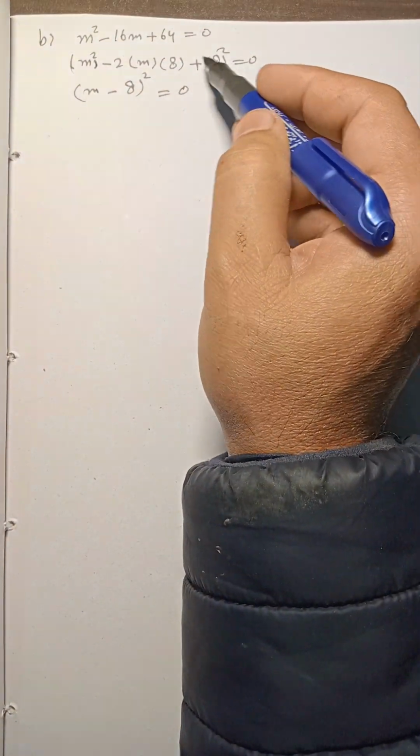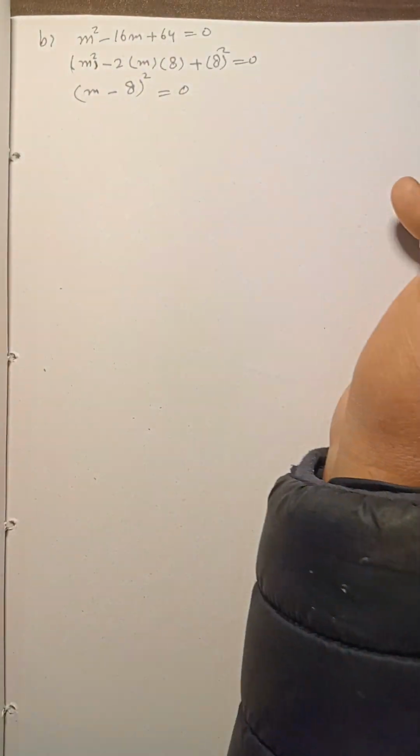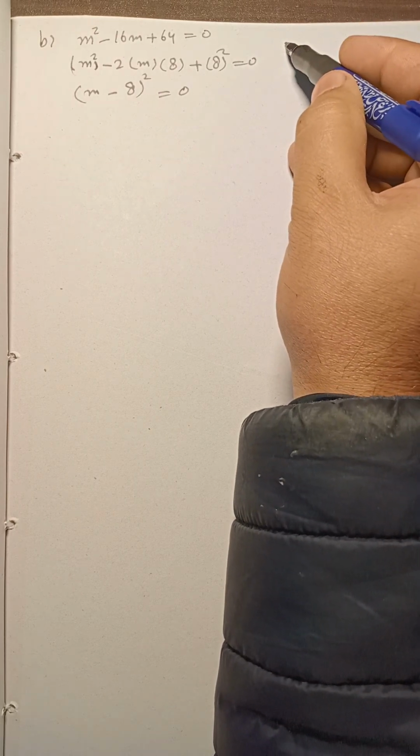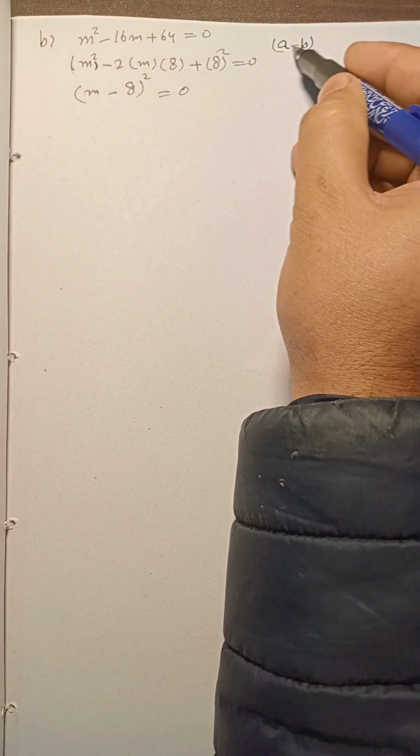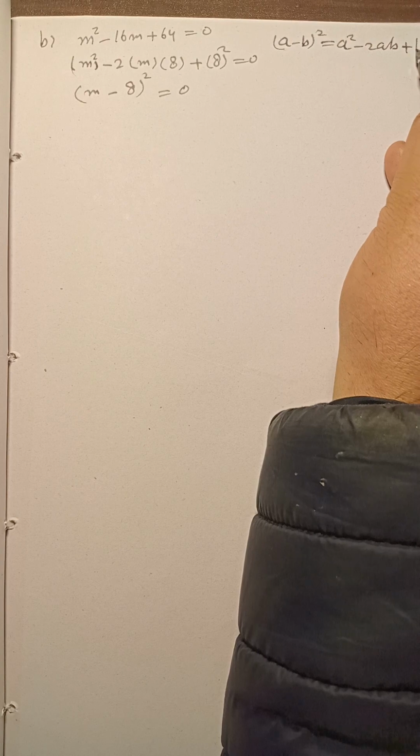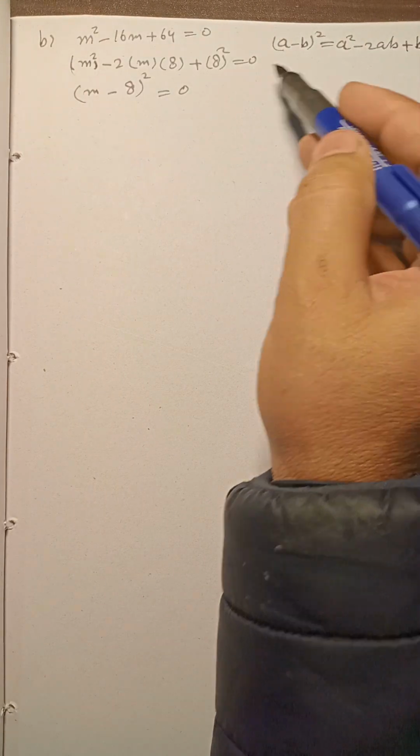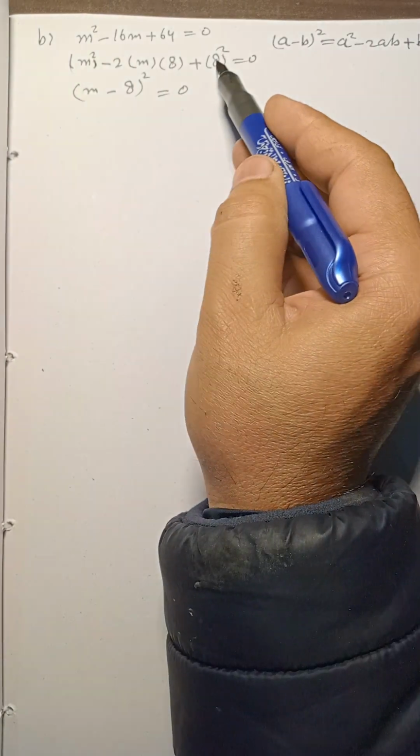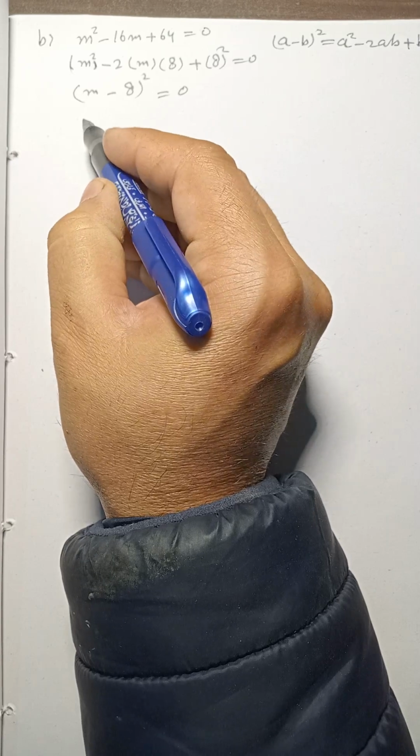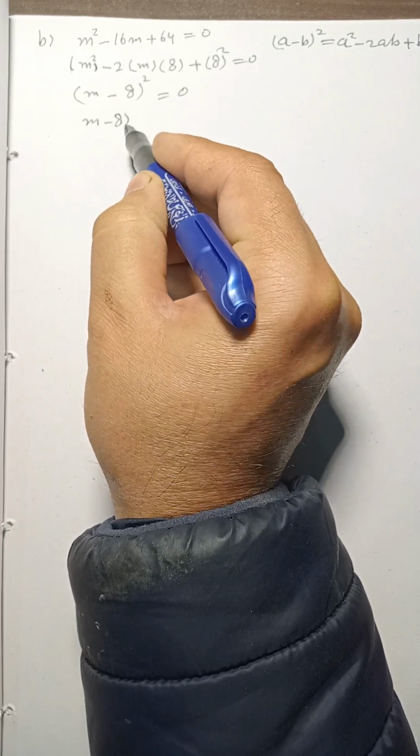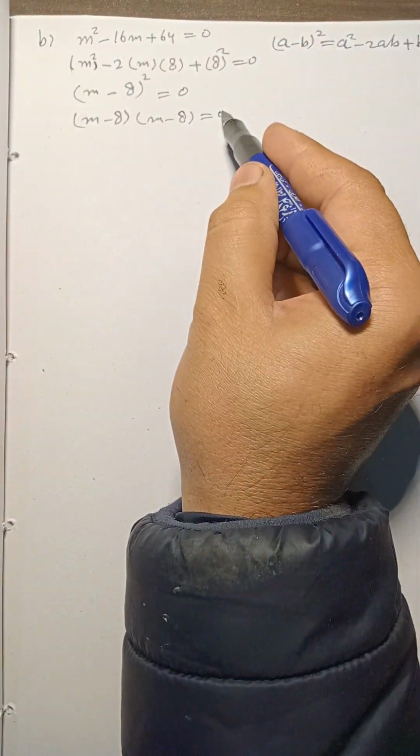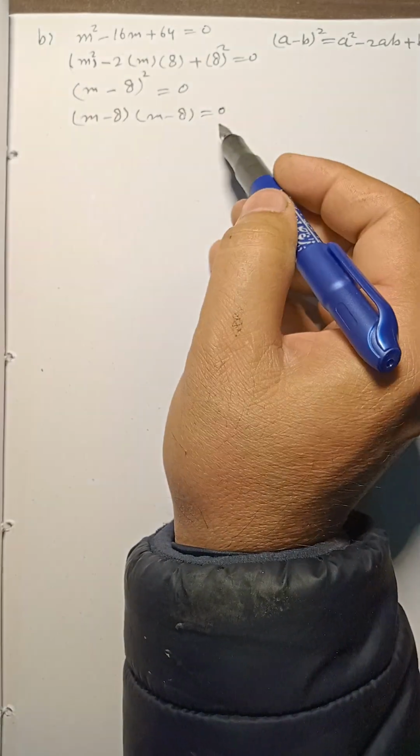So you know that from the second step we can go to the first step, so we are doing right, and here the identity used is a minus b whole square is equal to a square minus 2ab plus b square. You can see that a square minus 2ab plus b square, just like that, and it is whole square. Now you will write it 2 times, m minus 8 one time and m minus 8 second time, that are equal to 0, because here it is square, so I have written it 2 times.